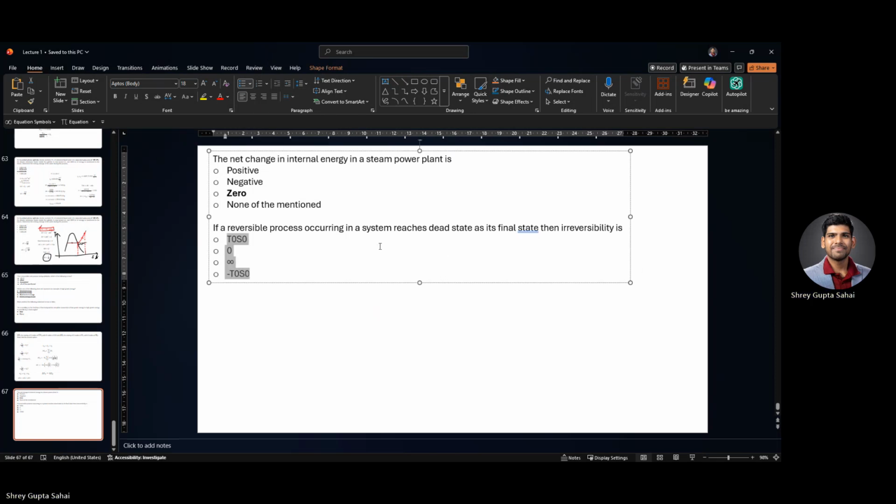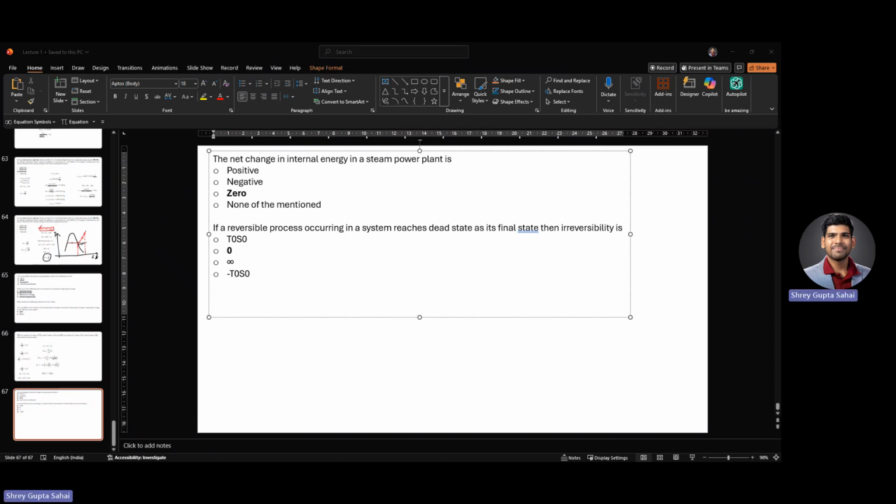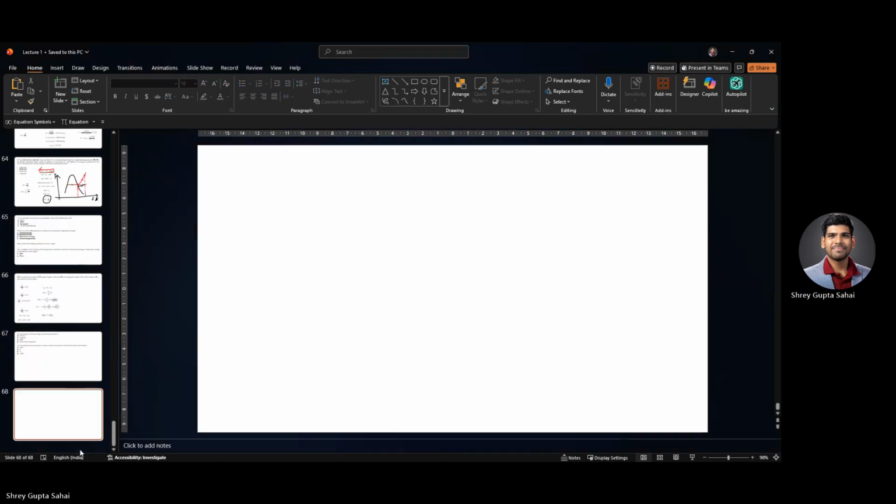Second question. If a reversible process occurring in a system reaches dead state at its final state, then irreversibility is. Because the process is reversible, irreversibility is 0 then. Okay, so now we have some good questions. Let's do them.